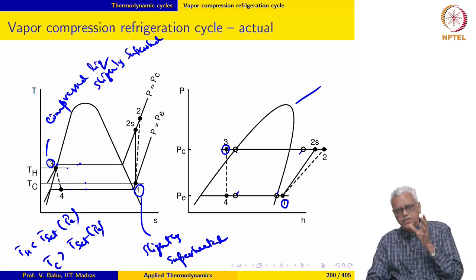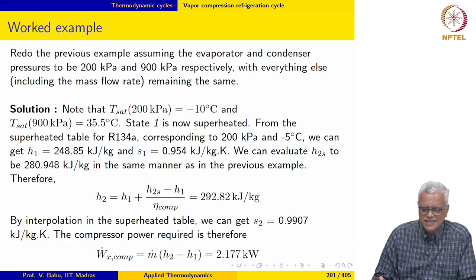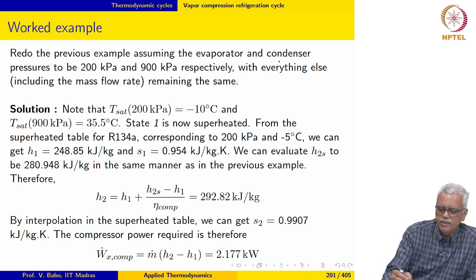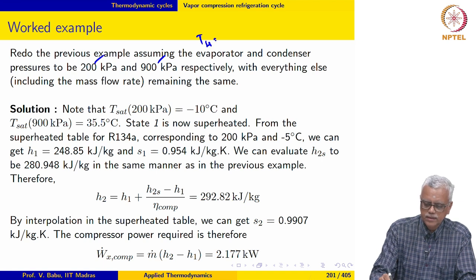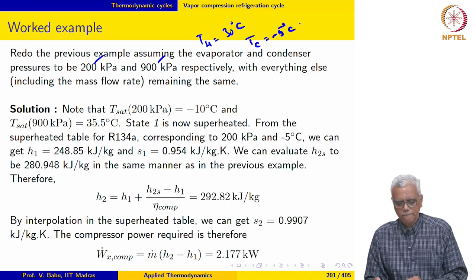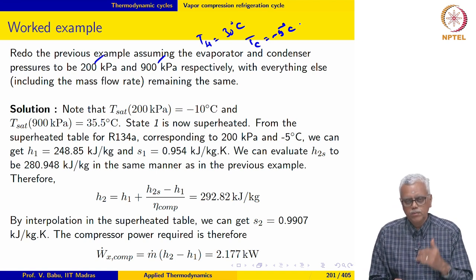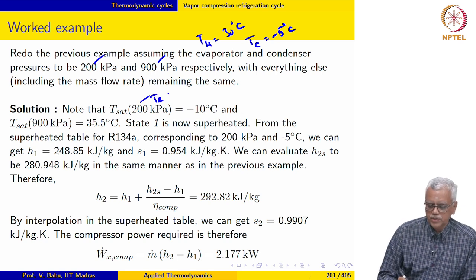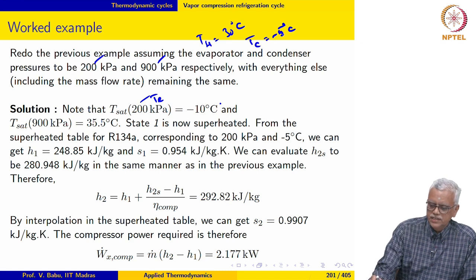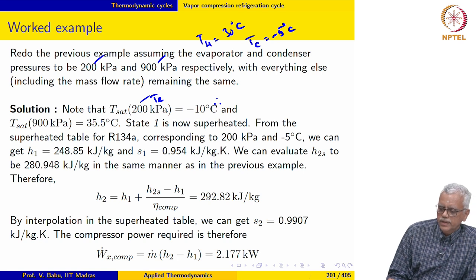Now, let us see what changes in the performance metrics this makes in going from ideal cycle to the actual cycle. So, we will redo the previous example, but now we take the evaporator and condenser pressure to be 200 and 900 kilopascal respectively. So, this means that TH remains at 30 degrees Celsius and TC remains at minus 5 degrees Celsius. But we have changed the evaporator and the condenser pressure. So, interestingly, you can see that Tsat corresponding to the evaporator pressure is minus 10 degrees Celsius. So, you can see that TC is greater than Tsat corresponding to PE.